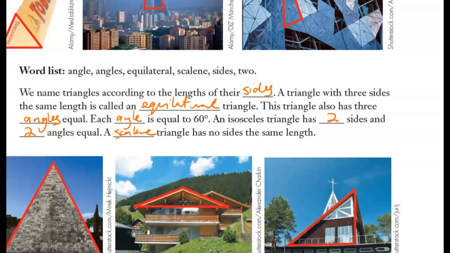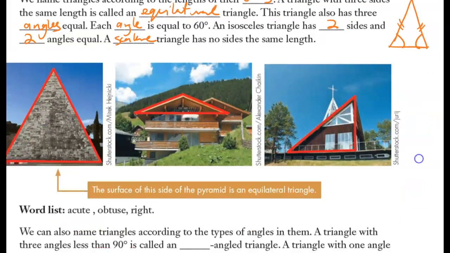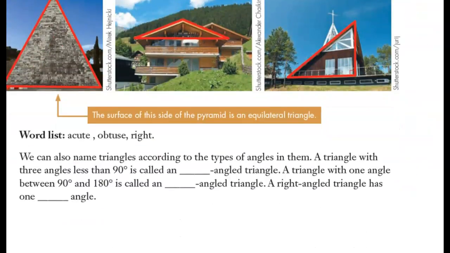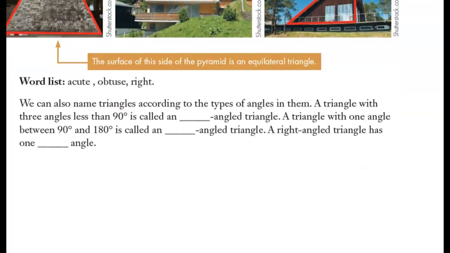Isosceles we already talked about, also two sides and 2 angles equal. So the angles of the isosceles triangle are what we call the base angles. So if those 2 sides are the same, the base angles are the same. And then scalene, the ones where you've got no sides equal, no angles equal.